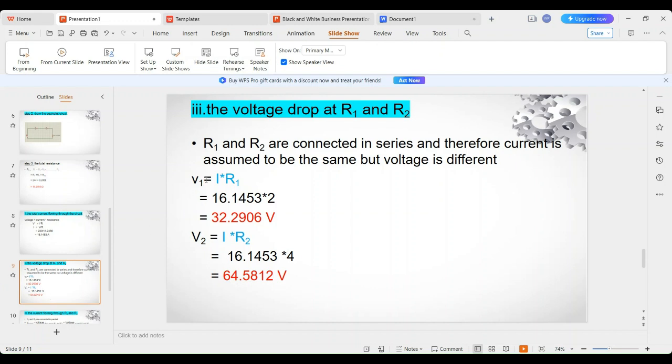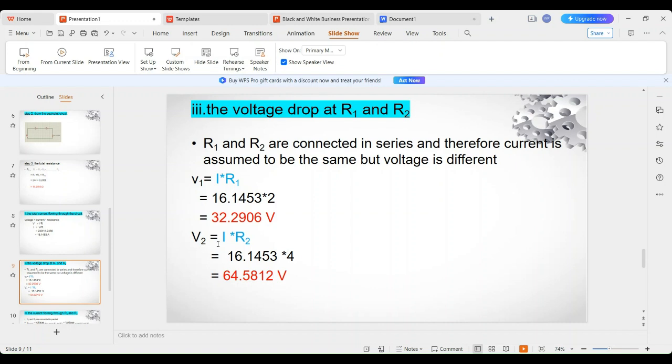So V1 will be given by I, which is assumed to be constant, multiplied by R1. Our I is our total current. We have calculated it in the previous slide. So our total current was 16.1453 and our R1 is 2 ohms. Therefore, the product of these two will give us V1, the voltage drop across R1. And therefore, our voltage drop across R1 will be 32.2906 volts. Is that clear?